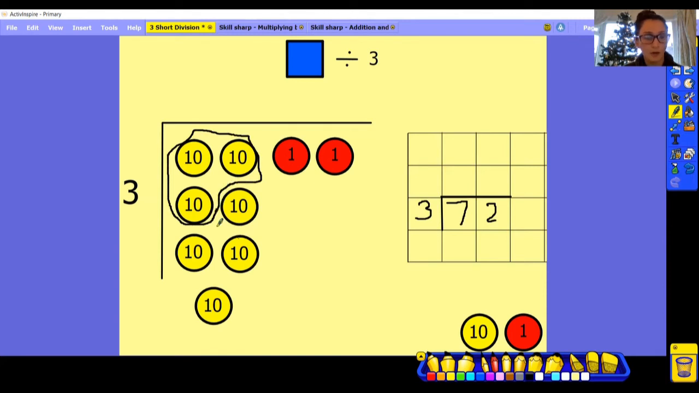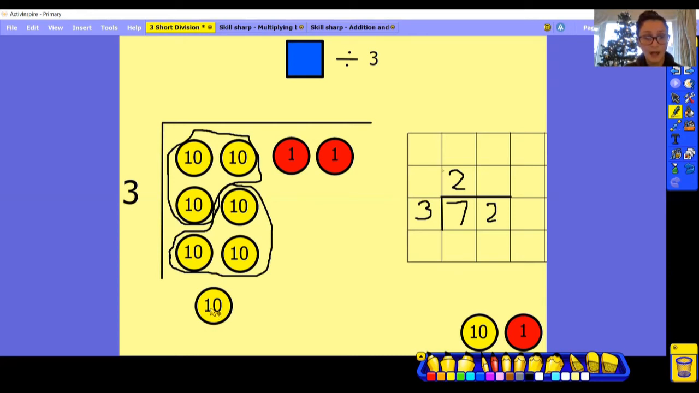Can I make another one? Yes, I can. Okay. I can't make another one, but I still have this extra 10 here. So first of all, we know we can have 2 equal groups. However, I've still got this extra 10. I can't make an extra group of 3 of it.